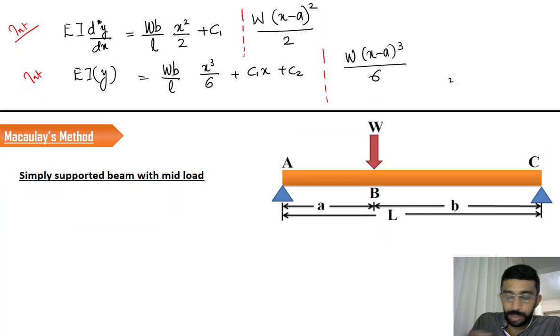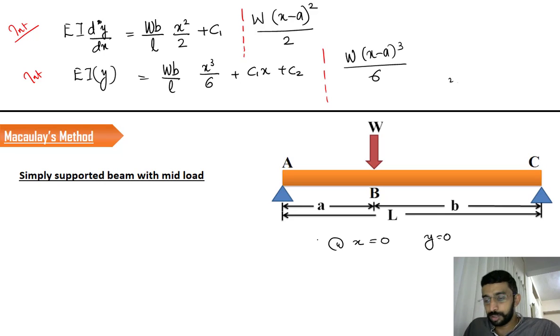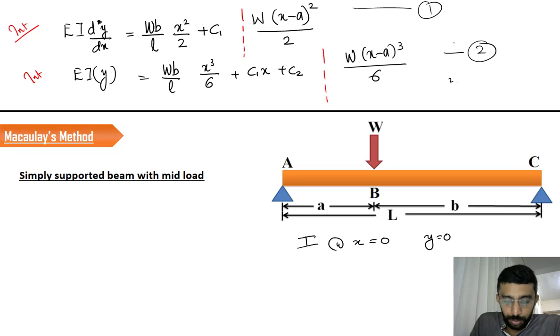Now we have to substitute the boundary conditions. So what are the boundary conditions? The first boundary condition is: at x equal to 0, y is equal to 0. This is the first boundary condition that we are going to apply here. So this is equation number 1, this is equation number 2. We are going to apply the first boundary condition in the second equation. So 2 gives.